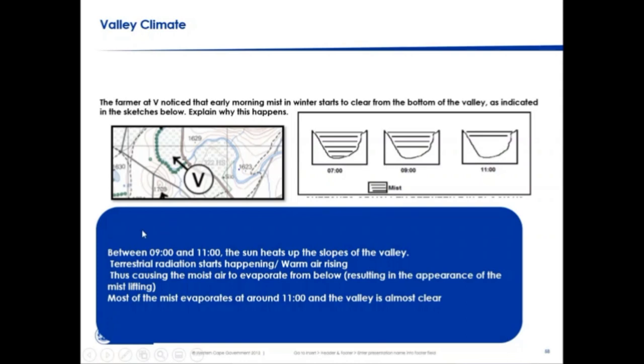Now let's look at what they say about the answer here. Between 9 and 11, the sun heats up the slopes of the valley. Terrestrial radiation starts happening. That means warm air is starting to rise, thus causing the moist air to evaporate from below, resulting in the appearance of mist lifting. Most of the mist evaporates around about 11 and the valley is almost clear. Hope that will help you with your answer there.